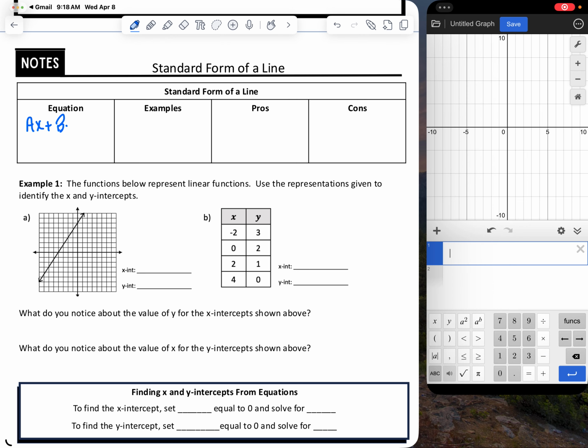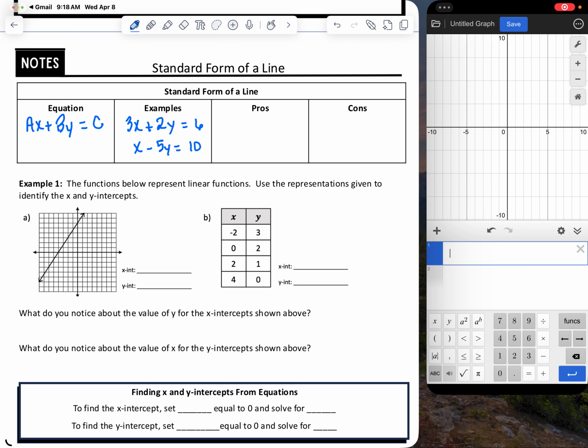plus by is equal to c. So in standard form, the x and y are on the same side of the equation, and your constant term is on the other side of the equation. So an example of this might look something like 3x plus 2y equals 6. You could have x minus 5y equals 10. So the x and y on the left side, the constant term on the right.